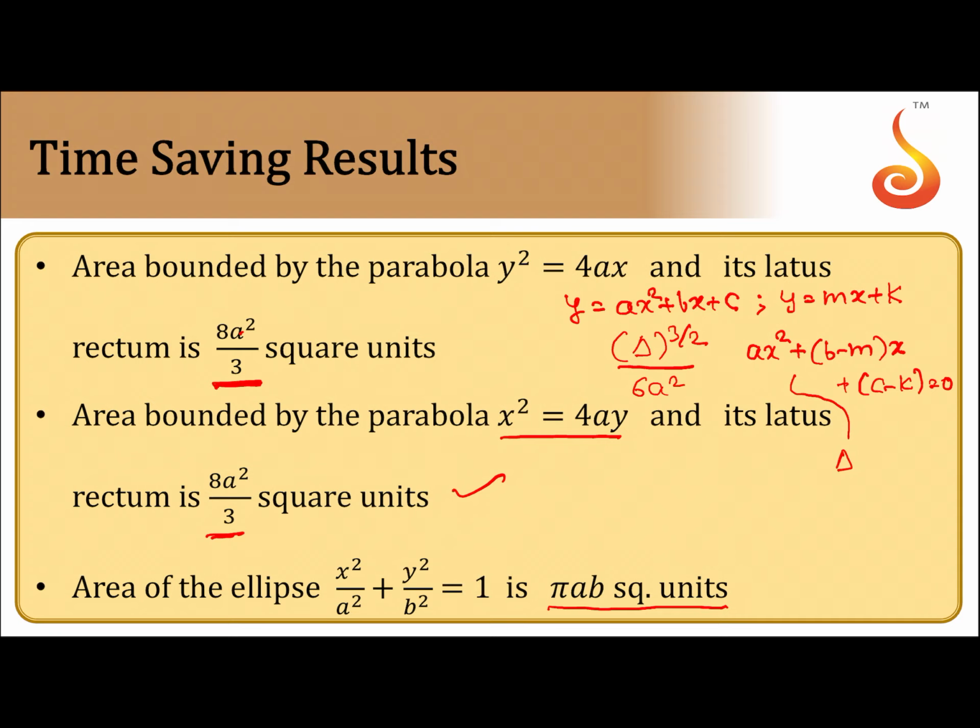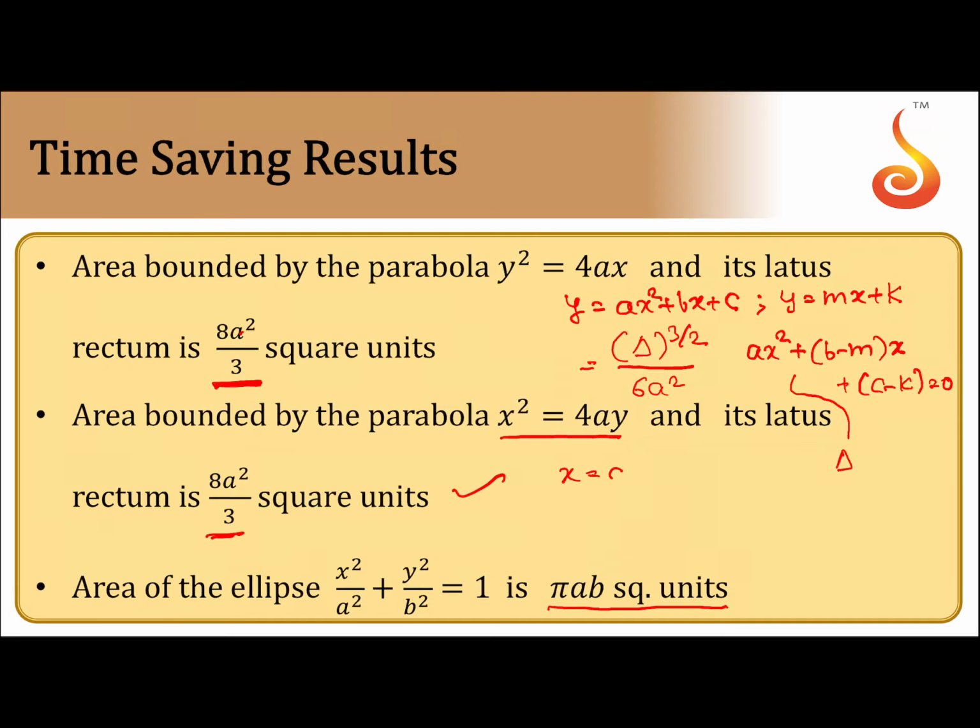Y equal to ax square plus bx plus c, y equal to mx plus k. So area bounded will be delta to the power 3 by 2 by 6a square, where delta is the discriminant of this quadratic equation ax square plus b minus m into x plus c minus k equal to 0.